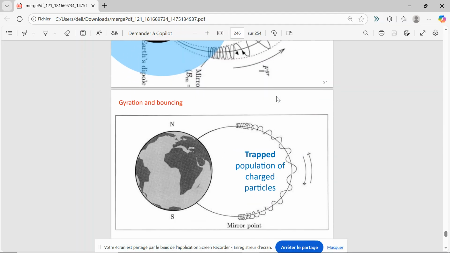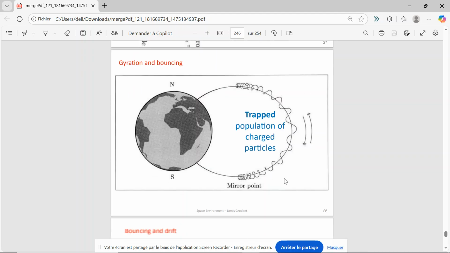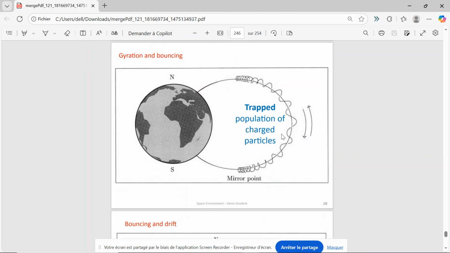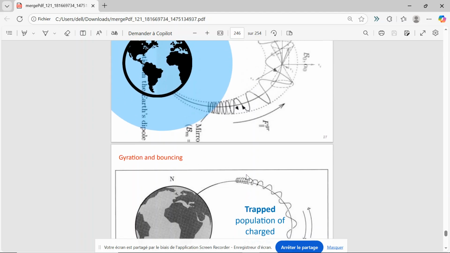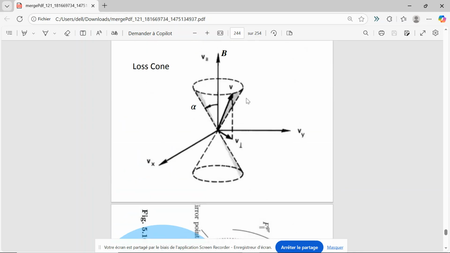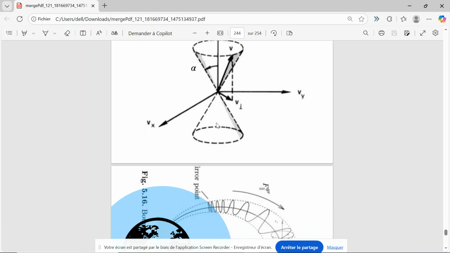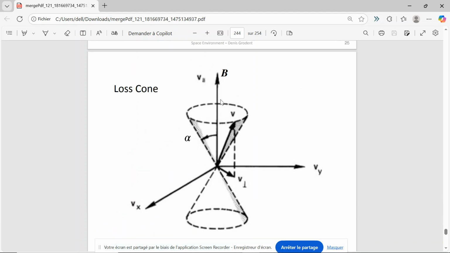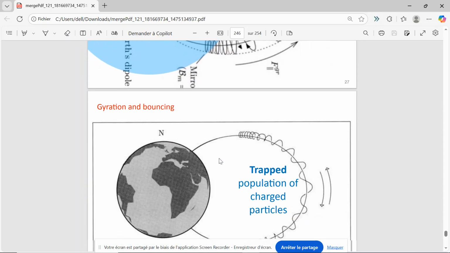All right. There we got the trapped population of charged particles that bounce like this. When the alpha angle is low, V parallel is larger than V perpendicular, allowing the particle to pass that mirror point. When it is large, V perpendicular is way larger than V parallel.